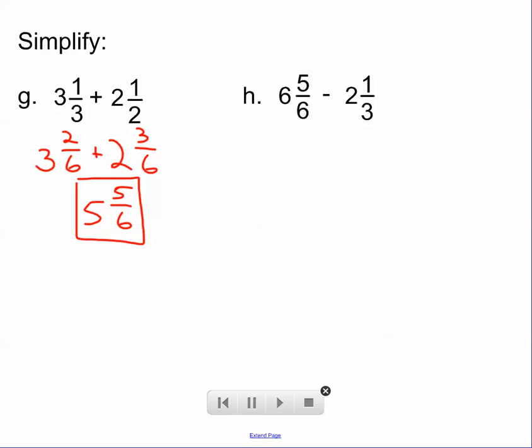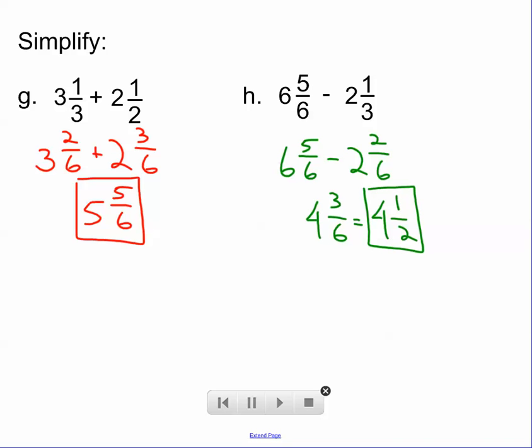No problem. All right, what about over here on H? Let's use 6 as our common denominator. Don't have to change the first fraction this time. We'll just leave it 6 and 5/6. Multiply the 1/3 by 2 over 2, and we'll get 2/6. So 2 and 2/6. Now, we can subtract these whole numbers. 6 minus 2 is 4. And then we'll subtract the numerators. 5 minus 2 is 3. Lastly, simplify the 3/6 to 1/2. Don't forget the whole numbers, though, guys. 4 and 1/2.